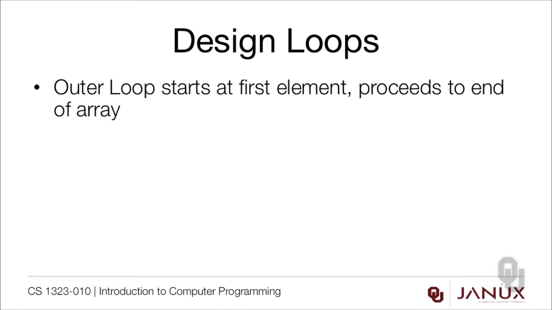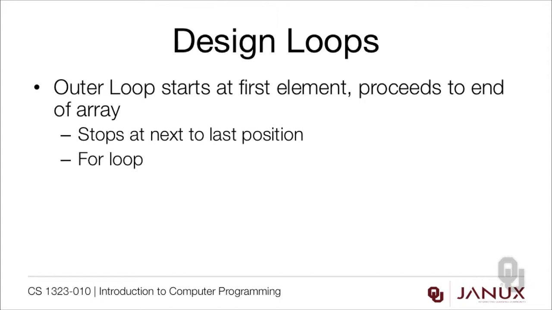We notice that the outer loop initially starts at the first element and then it proceeds to the end of the array. So we're searching a smaller and smaller number of elements each time. The outer for loop also stops at the next to the last position, because when you get to the last position, the element has to be in the right place. Now, I said a for loop here, and that's usually a good choice for this, because we're sequentially going through an array one element at a time.